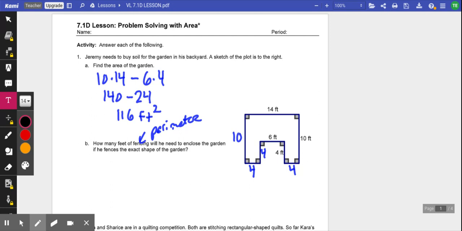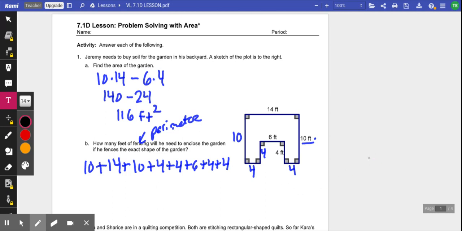Now I start at one particular spot and I work my way around. So I'm going to start here at the 10. So I got 10, then 14, then 10, then 4, then 4, then 6, then 4, then 4, then back to where I started. So I'm writing those numbers out. 10 plus 14 plus 10 plus 4 plus 4 plus 6 plus 4 plus 4. I double check. There's a lot of numbers there. Count them. 1, 2, 3, 4, 5, 6, 7, 8. Do I have 8? 1, 2, 3, 4, 5, 6, 7, 8. Okay, so now I'm going to add it up.